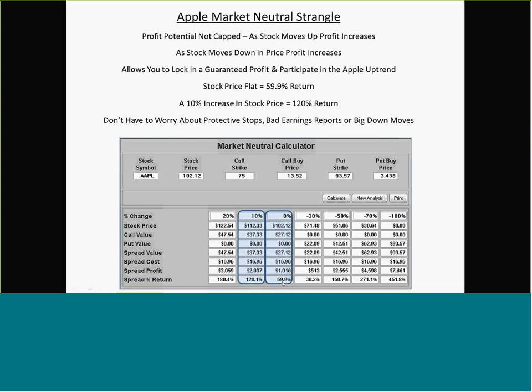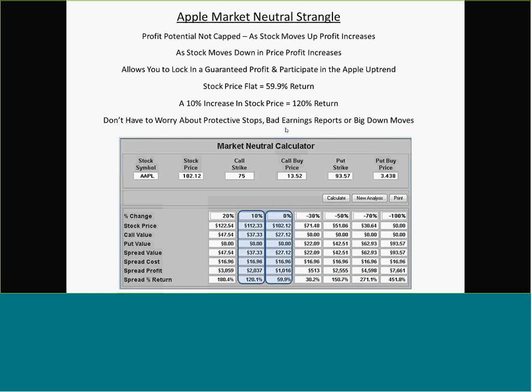So this allows you to profit no matter what the underlying stock does, and at the same time, by purchasing that put option, you give up a little bit of the profit potential, but then you have that downside protection. So once I put these trades in place, I can just place them, forget about them. I don't have to worry about protective stops. I don't have to worry about bad earnings reports or big down moves in the stock. I just put the spread trade on and forget about it until expiration. So that's a great low stress way to trade options.